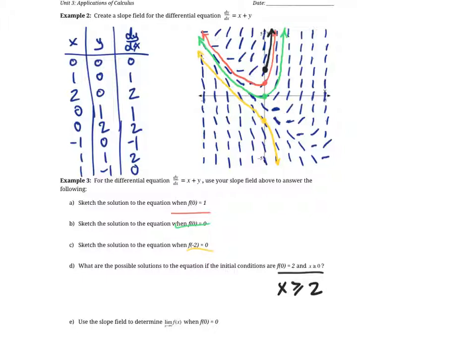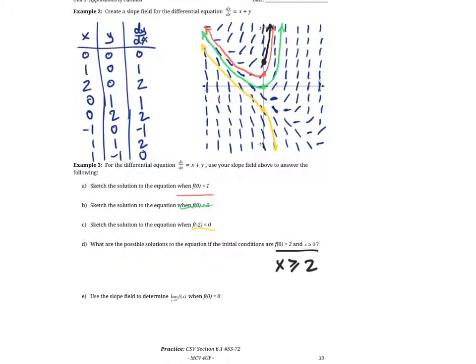The last question asks us, when f at 0 equals 0, what's the limit as x goes to infinity? And we already plotted that. F at 0 equals 0 is the green one, right? And as the green one goes to the right, as x approaches infinity, the graph is going up. So what does that tell us about the end behavior of the function? Well, it tells us that the end behavior of the function is going to infinity. So that's the answer. The limit is equal to positive infinity.